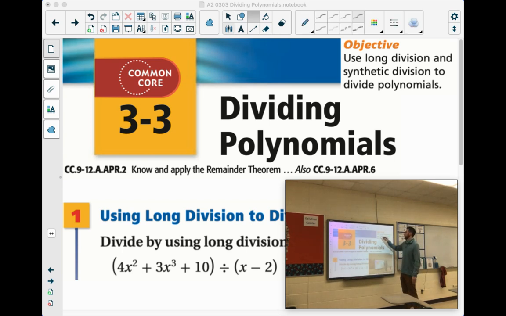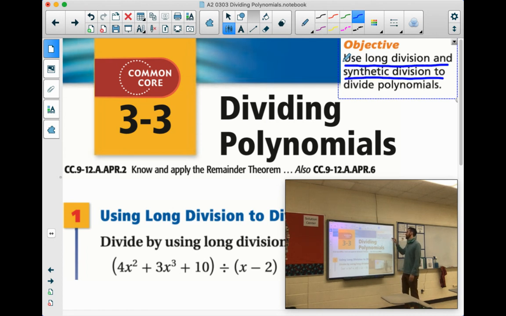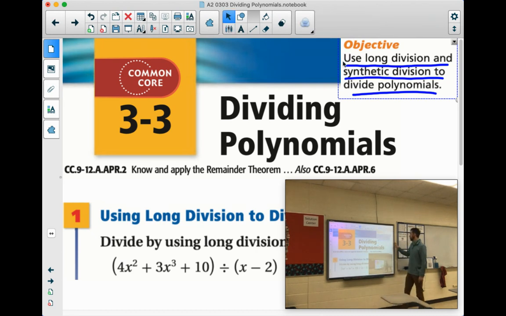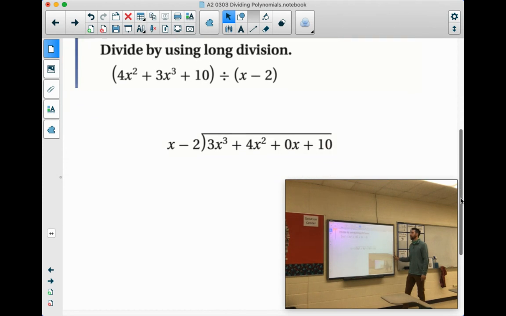Make sure that you guys can use long division and synthetic division to divide your polynomials. Okay, make sure you can do that today. So let's start off with some long division. You all love it. We're going to divide 4x squared plus 3x to the third plus 10. We're going to divide it by x minus 2.